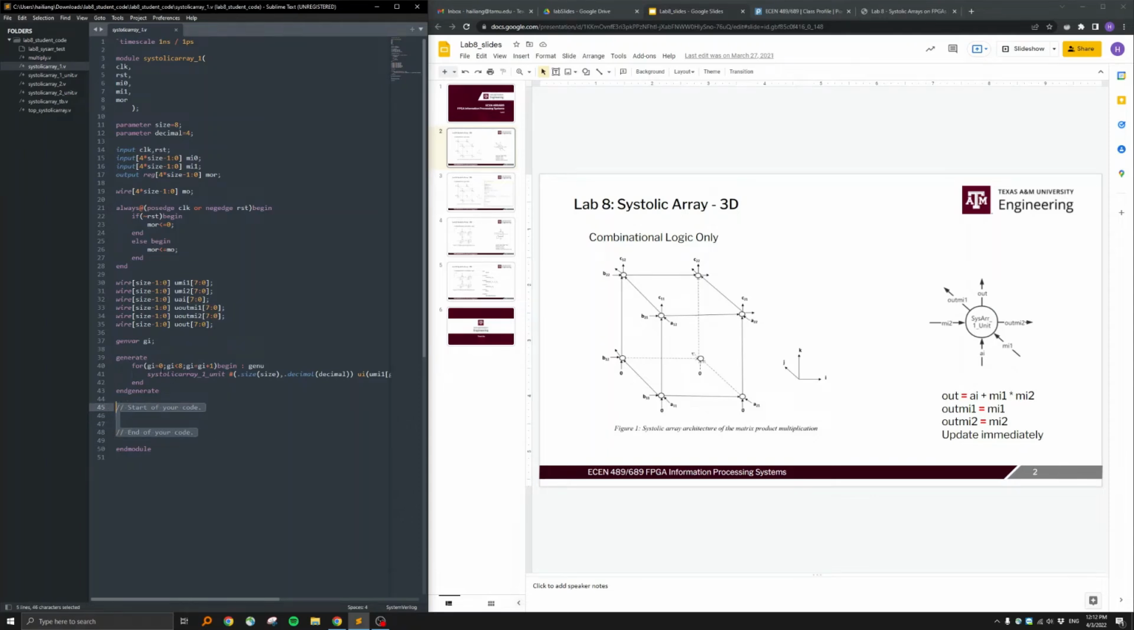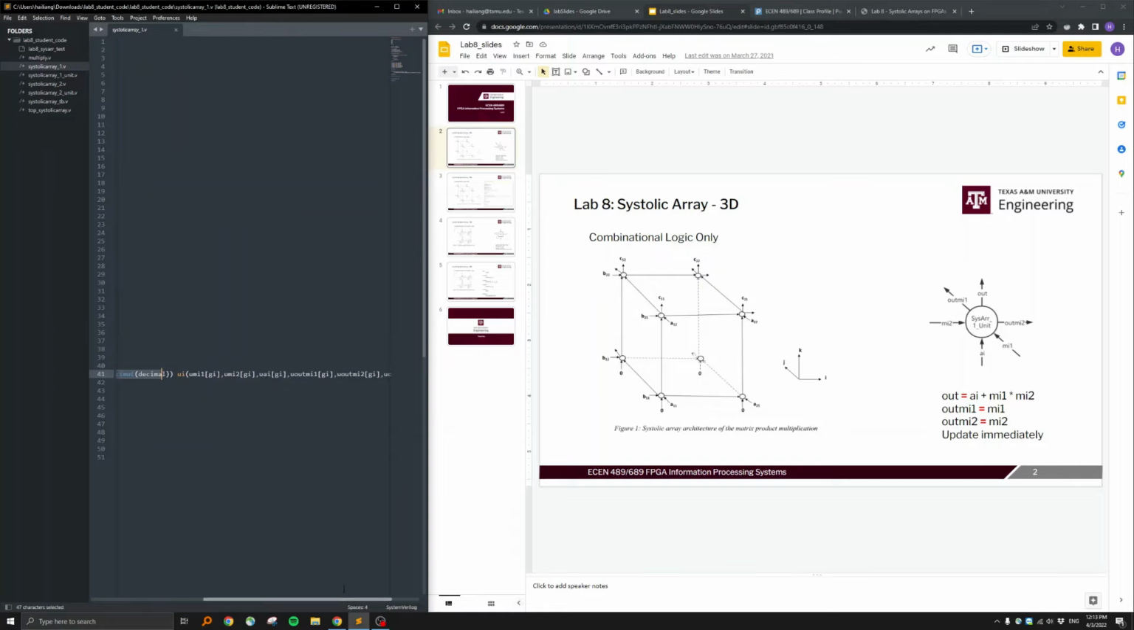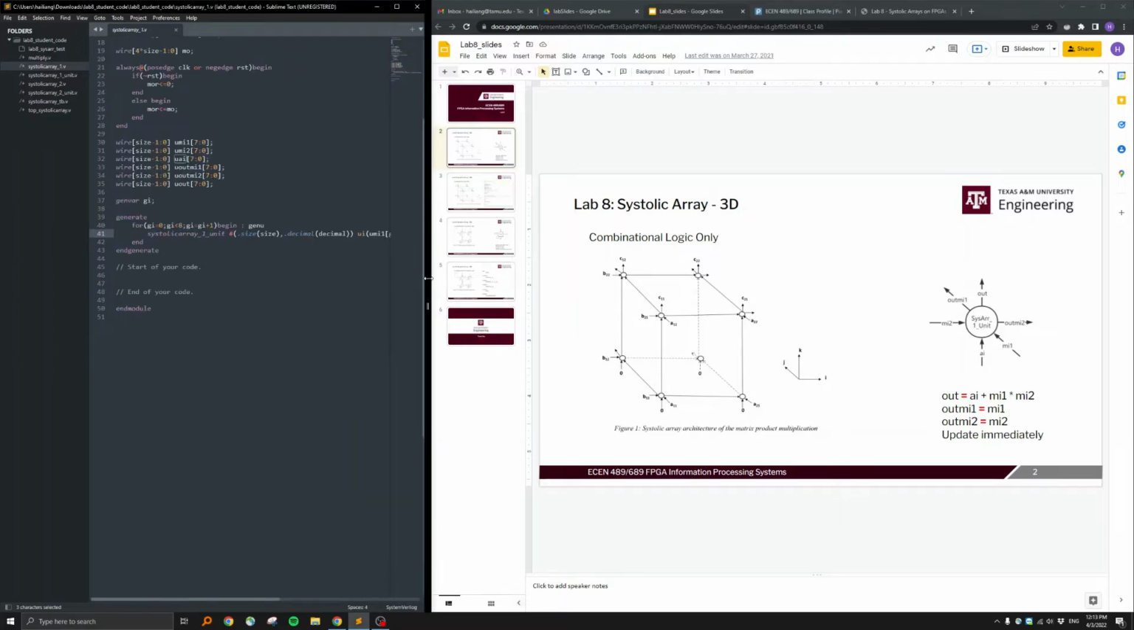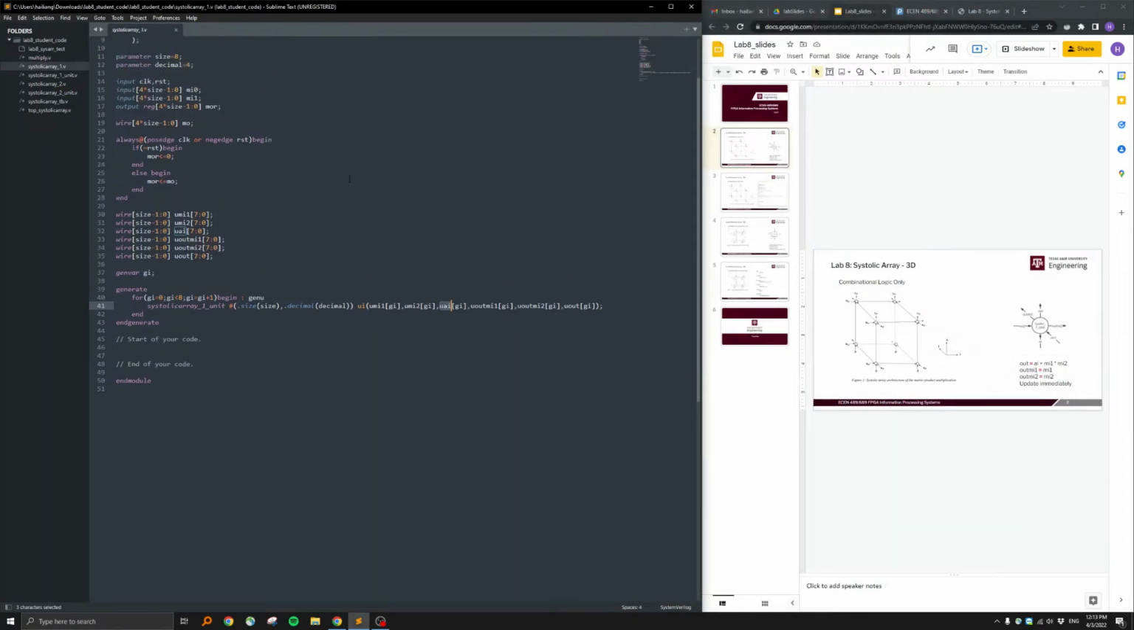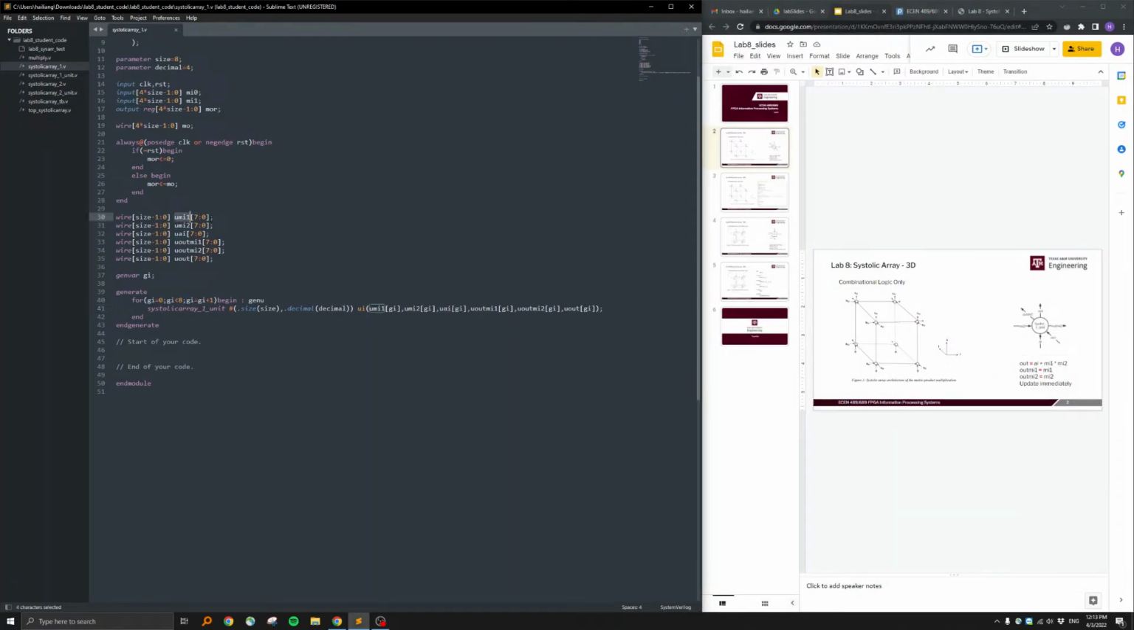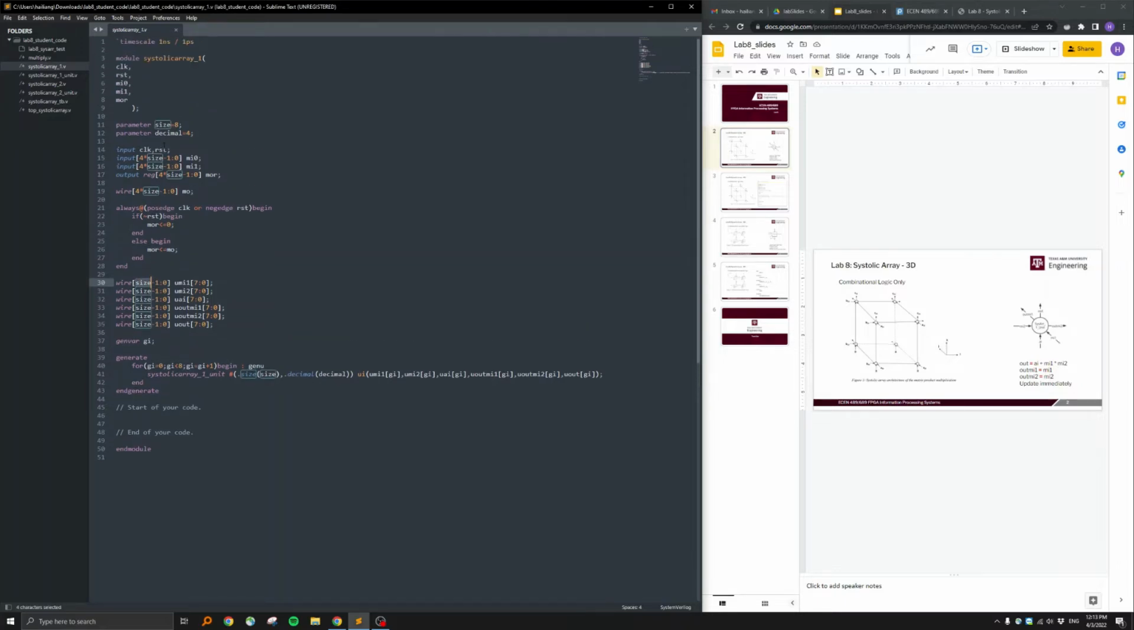So we have already created 8 instances of this unit here, and the input and output are assigned to those wires, right? Let me see if I can zoom in. Yeah, okay, this is better. So we have these wires. These are 2D wires, right? So the first dimension is just a data width here. It's the size. Size is the parameter passed in from outside. And by default, it's 8, right?